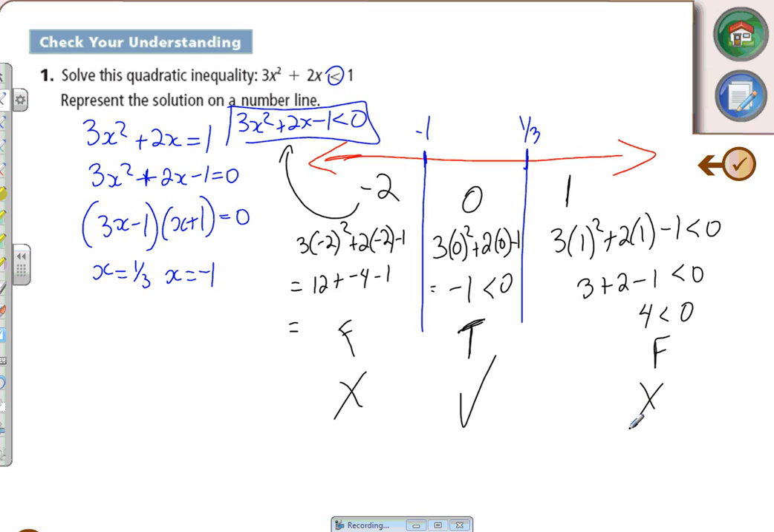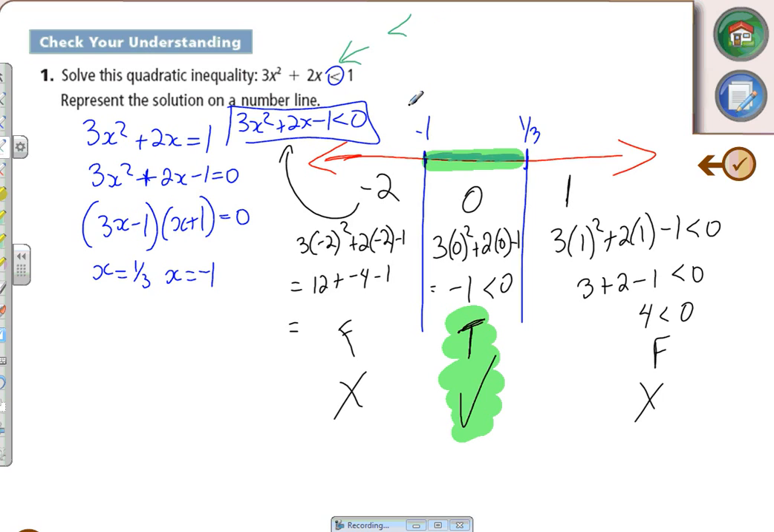They've asked us to represent this on a number line. I already have my number line ready to go. I know that my solution set is where I had it true. So this section right in here is going to be part of my solution. So I'm highlighting that, and then I have to decide whether or not I put solid circles or open circles at the ends of those. And it all comes down to what this original inequality was.